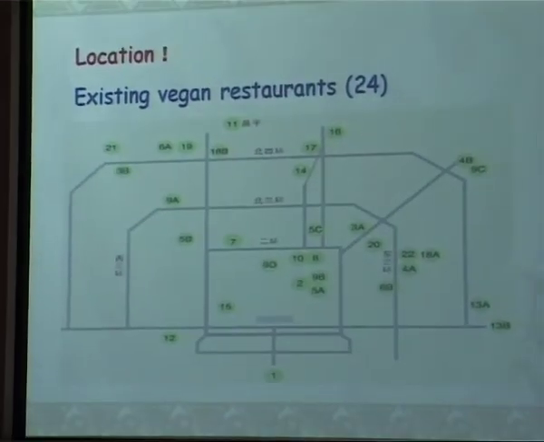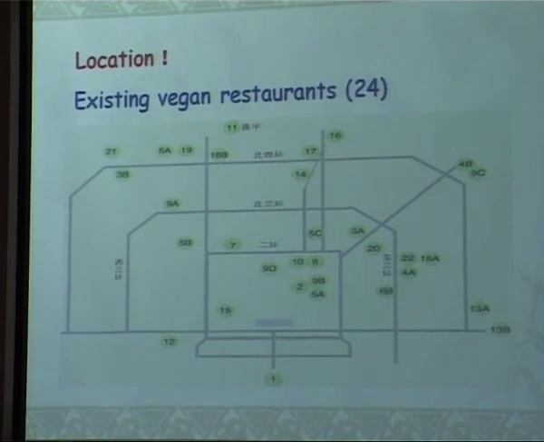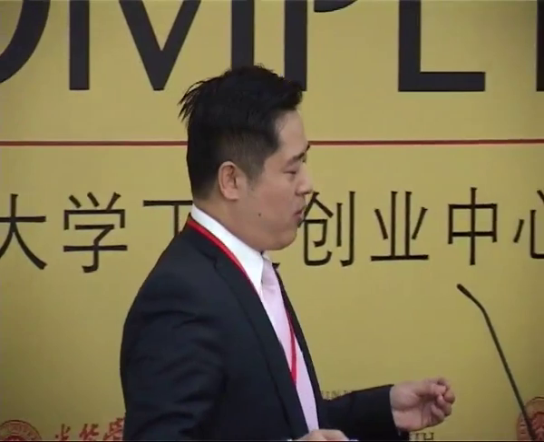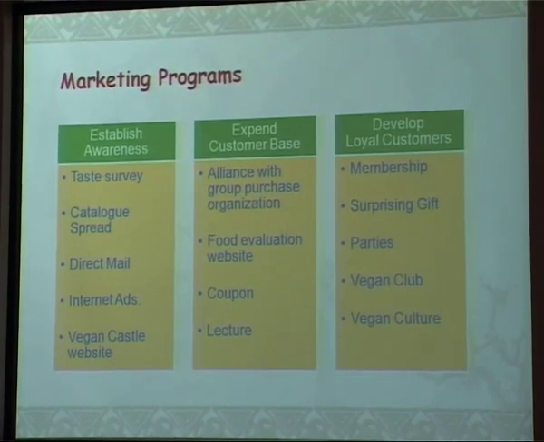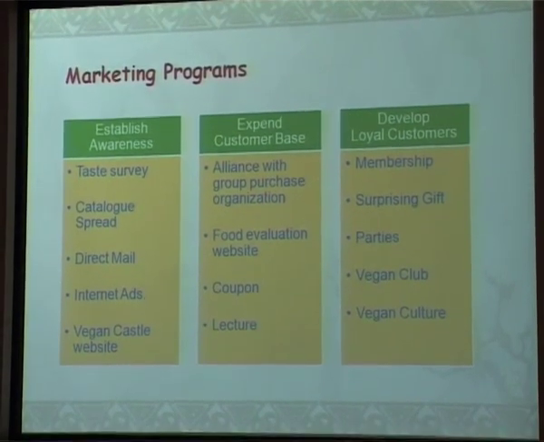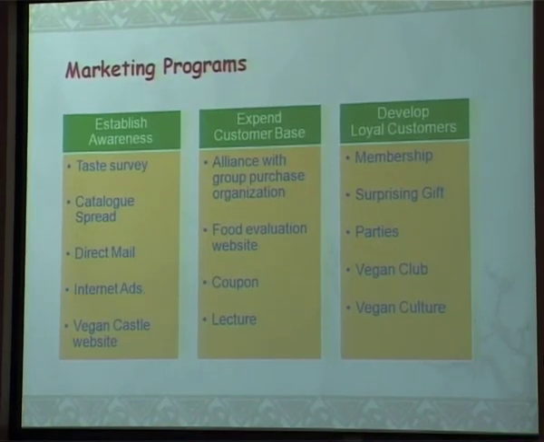What is more important here is location, location, and again, location. All 24 restaurants, we surprisingly found, are based in the north of Beijing, but we will locate our restaurant in the south. We have competitive services, and it makes us accessible to a large customer base. And if you ask how we can approach this customer base, we have a three-phase plan from establishing brand awareness to expanding the customer base and eventually acquiring loyal customers.